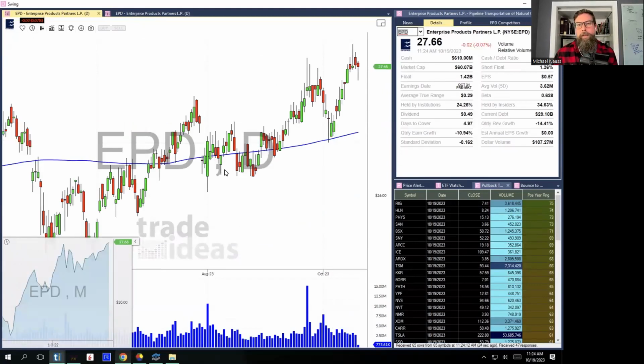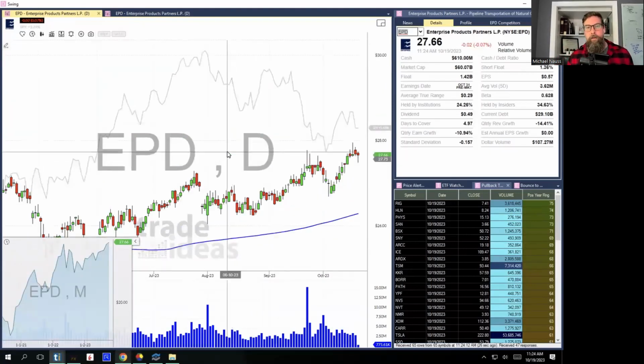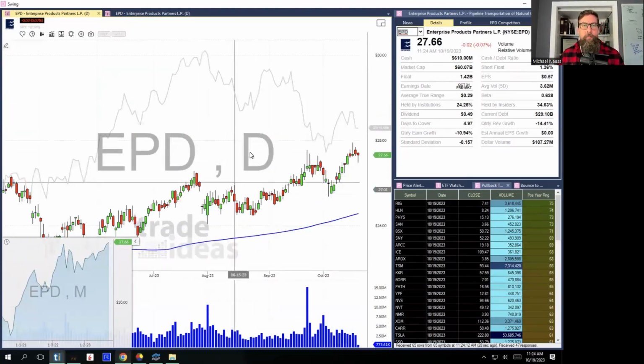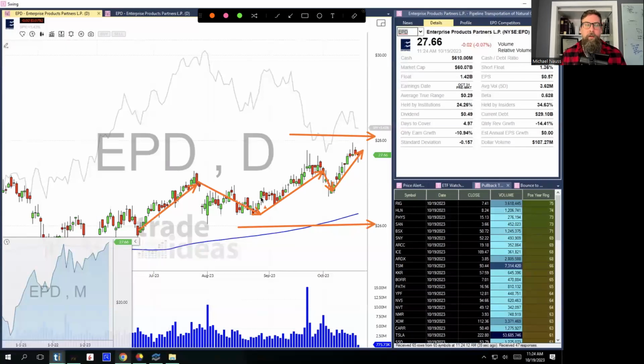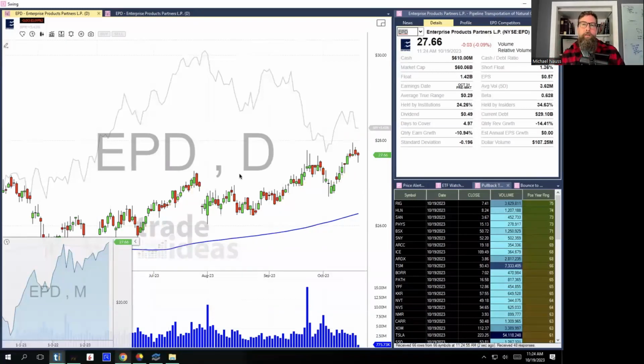So EDP, a pipeline of natural gas. This is a very messy chart. It just doesn't move very much. I think you buy this one more for the dividend than anything, right? This is $26. This is $28. Very, very slow name. The monthly chart has it breaking out to all-time highs. That's good. But I think if you own a name like this, you own it.